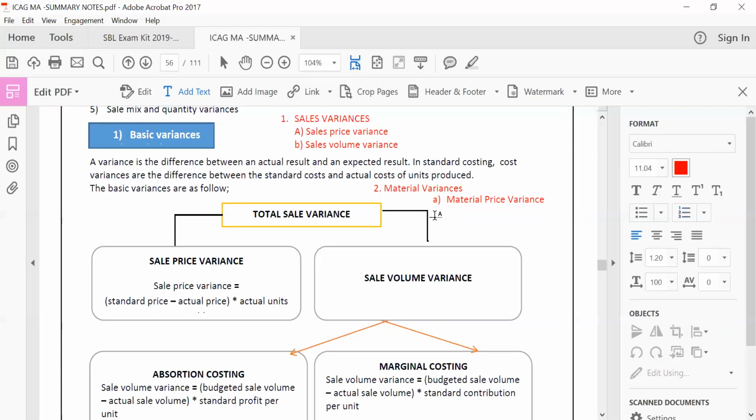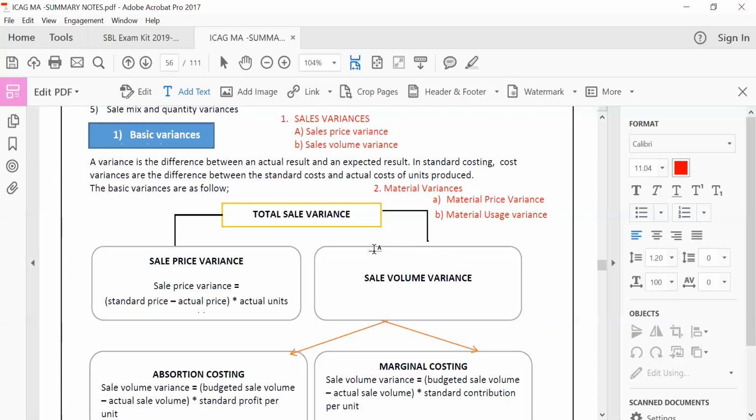Then we have the next one to be material usage variance. So these are the variances: material price variance and material usage variance. Then it ends there for material variances. Then we come to labor variances.